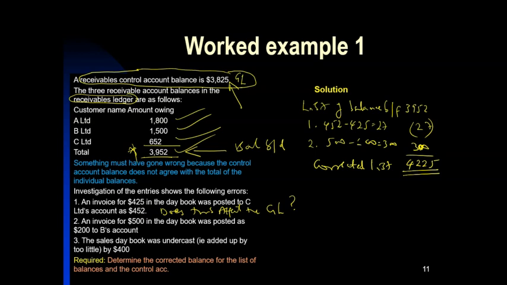But we then have to see if we are going to come up with a control account balance that is of the same value. So we say control account balance BD is given. The balance BD was how much? We are told it was 3825.